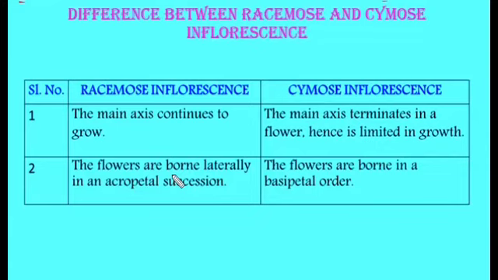Then the second difference is the order of arrangement of flowers. In a racemose inflorescence, the flowers are borne laterally in an acropetal succession. As I said, what is the acropetal succession? That is older flower towards the base, whereas younger flower towards the apex of the inflorescence axis. Whereas in case of cymose inflorescence, the flowers are borne in a basipetal order. What is basipetal order? That is older flower towards the apex, because the inflorescence axis ends in a flower, whereas the younger flowers are produced on both the sides of the inflorescence axis.